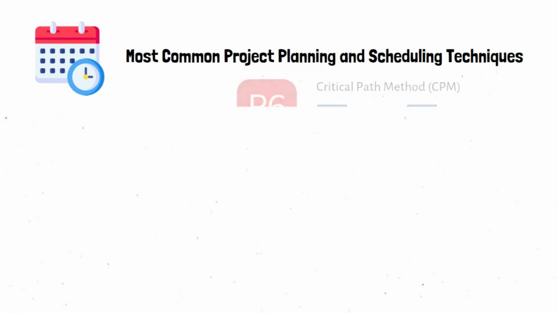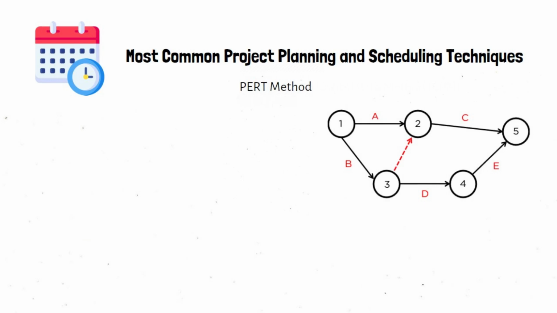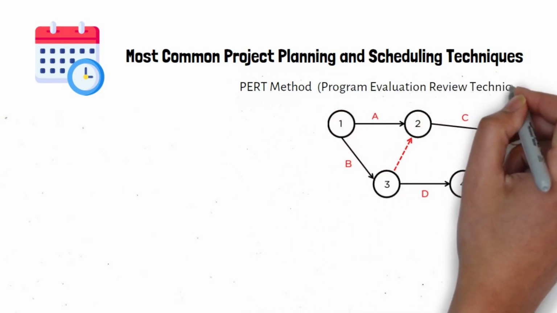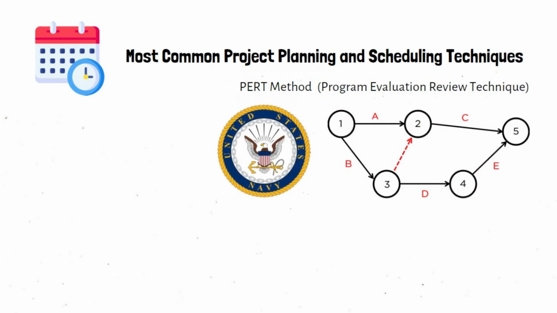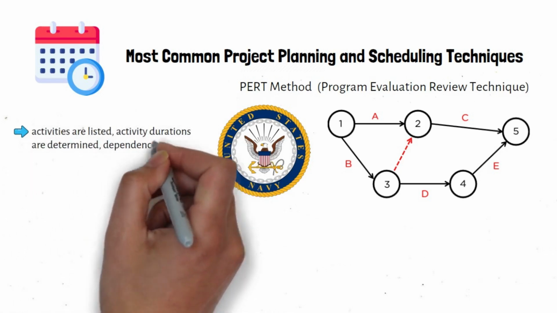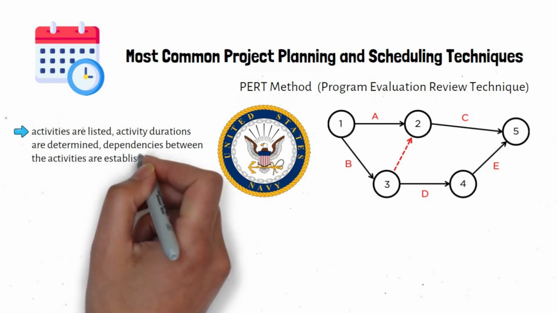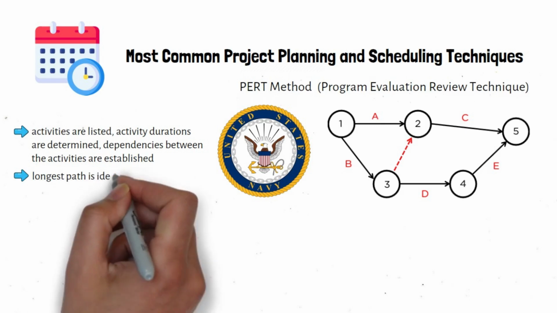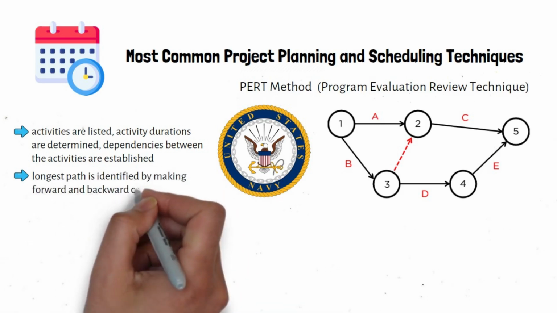PERT Method. PERT Method is one of the most common project network scheduling techniques. PERT stands for Program Evaluation Review Technique. It was developed by the U.S. Navy in the late 1950s for ballistic missile program in order to find a simple system to manage and organize complex objectives and thousands of contractors. In this method, activities are listed, activity durations are determined by using three estimate techniques, dependencies between the activities are established and the longest path is identified by making forward and backward calculations.